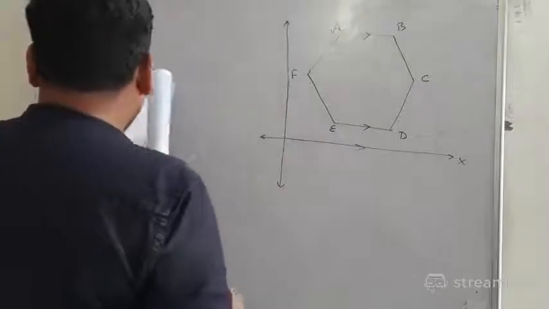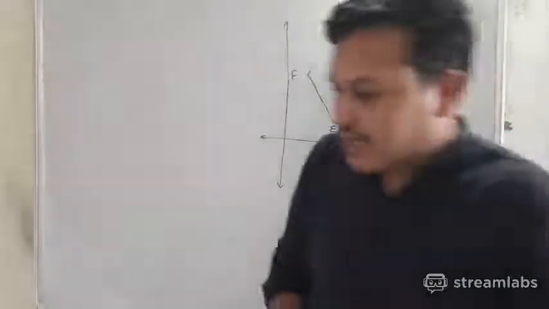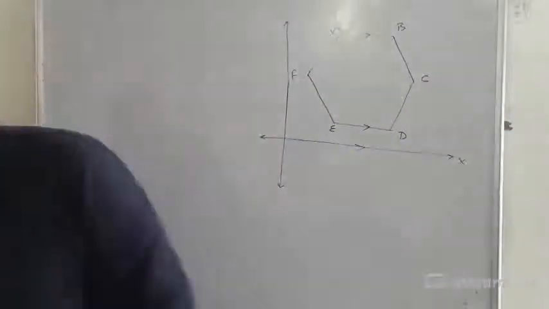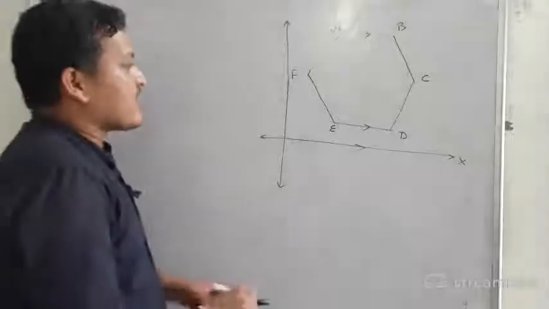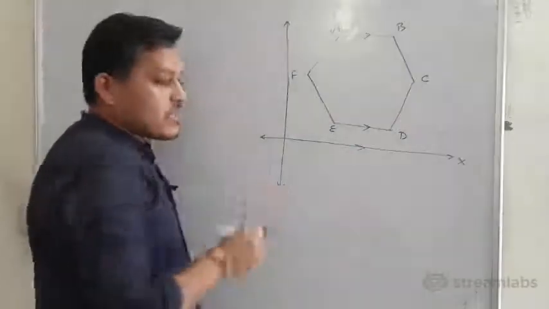Next, now question: what are the slopes of all its sides? What is the slope of all its sides? So tell me, are you able to solve this question? क्या ये क्वेश्चन हो जाएगा सर? कोई दिक्कत तो नहीं है? बताओ. Please tell me first, can you solve this question?